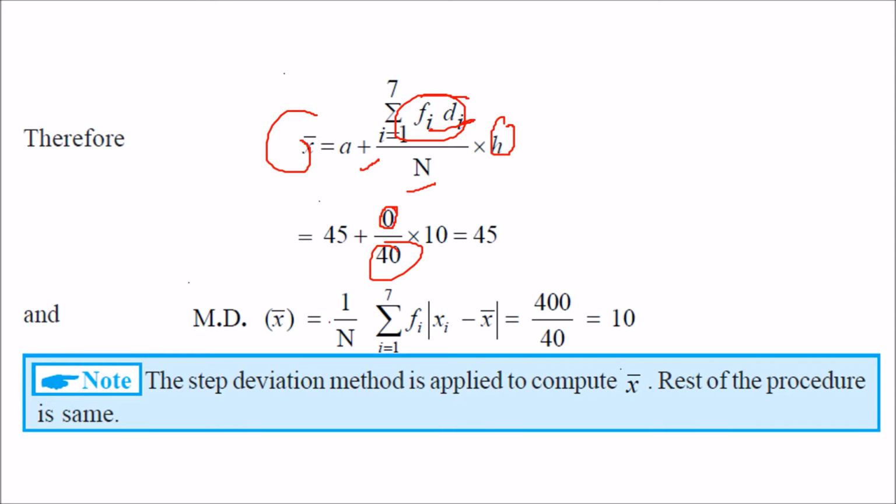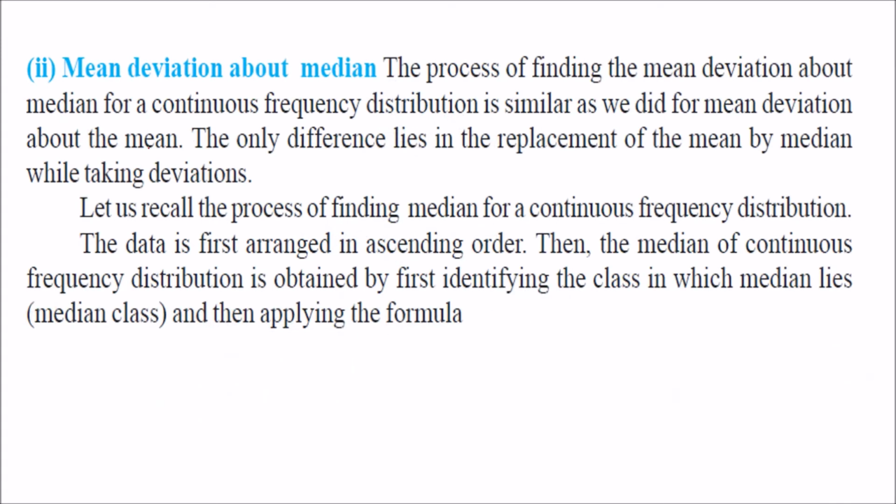What you got here now, 1 by n sigma Fi Xi minus X bar, this is what? This was 400. 400 by 40 is 10. So the step-deviation method is applied now to compute X bar, and the rest of the things are the same.